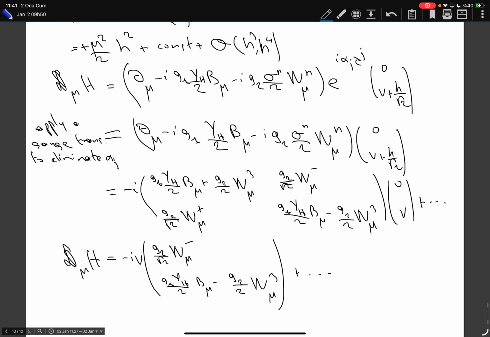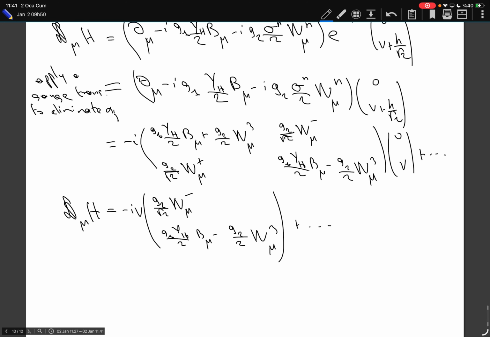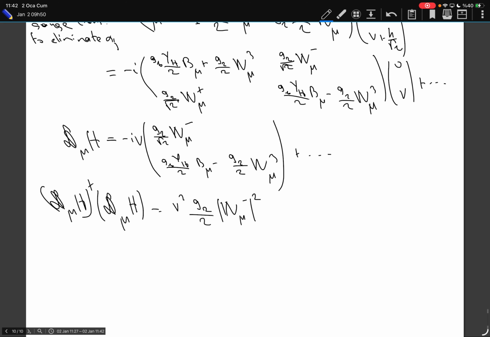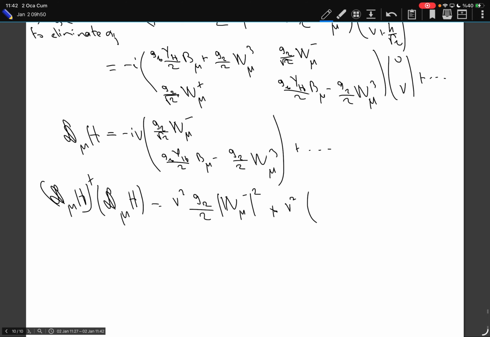Of course, plus it has other terms. Now, what I would like to calculate is del mu h dagger del mu h, which will be just v squared g2 over 2 omega mu minus squared, and then plus v squared omega mu 3 squared. So in my Lagrangian, I have such a term.